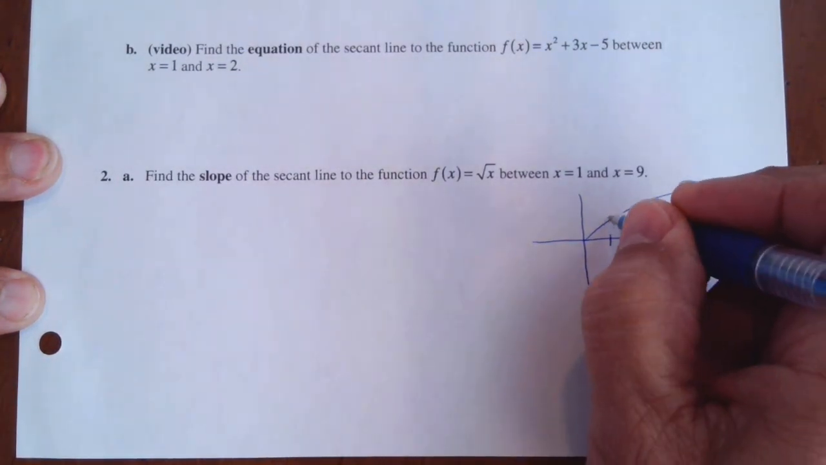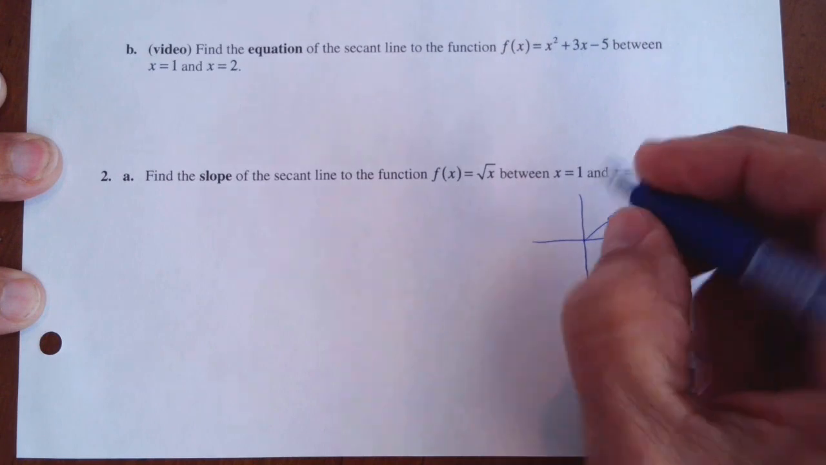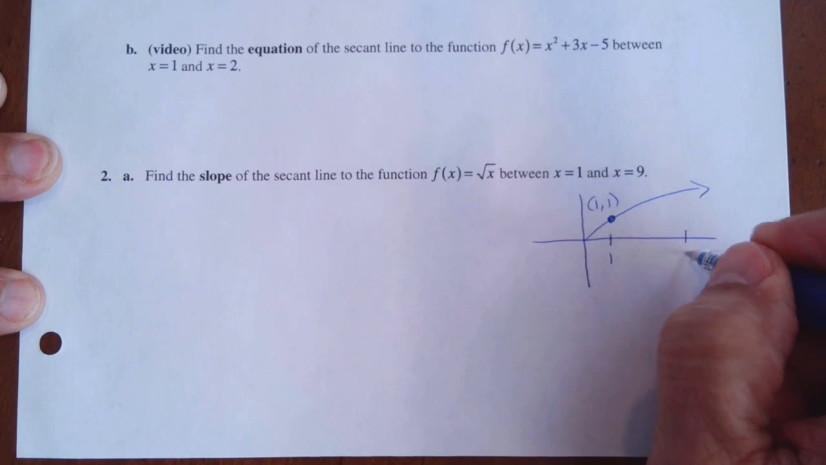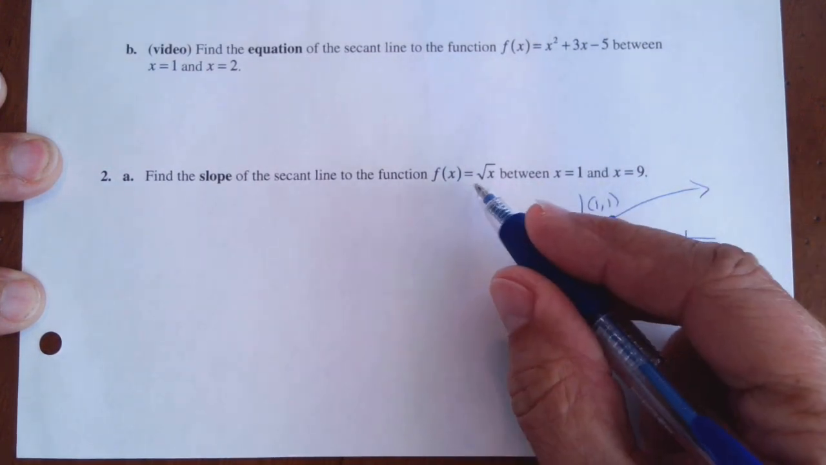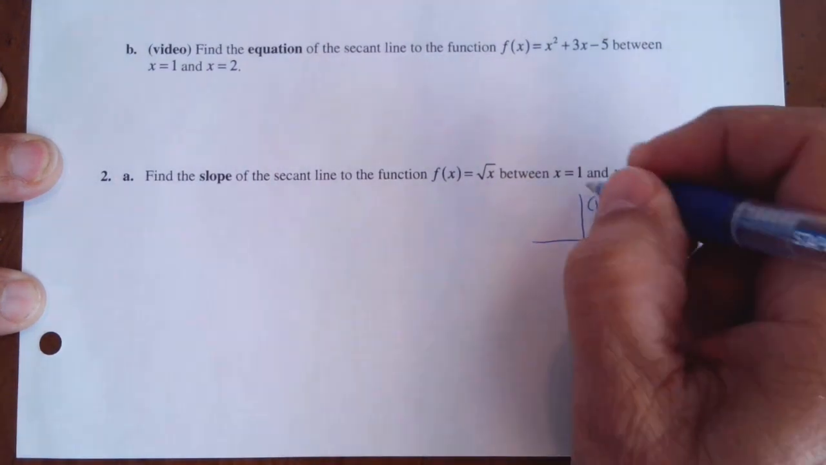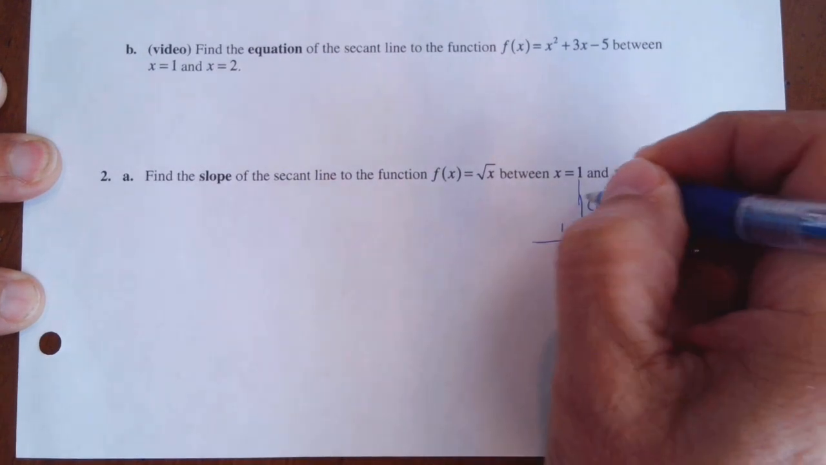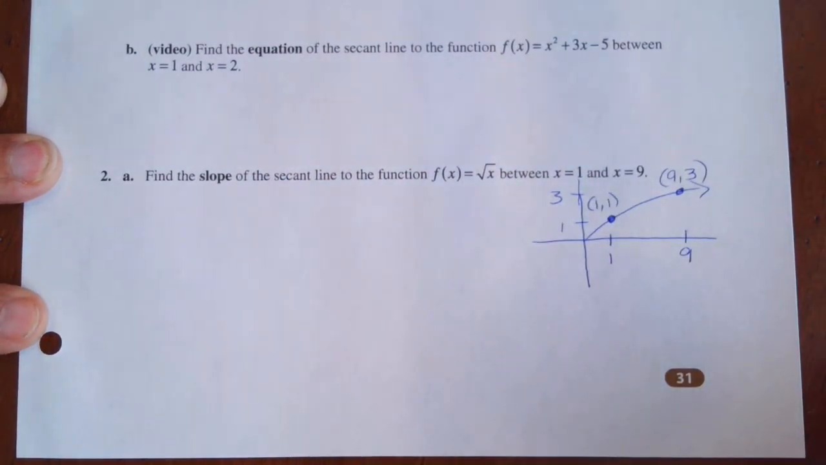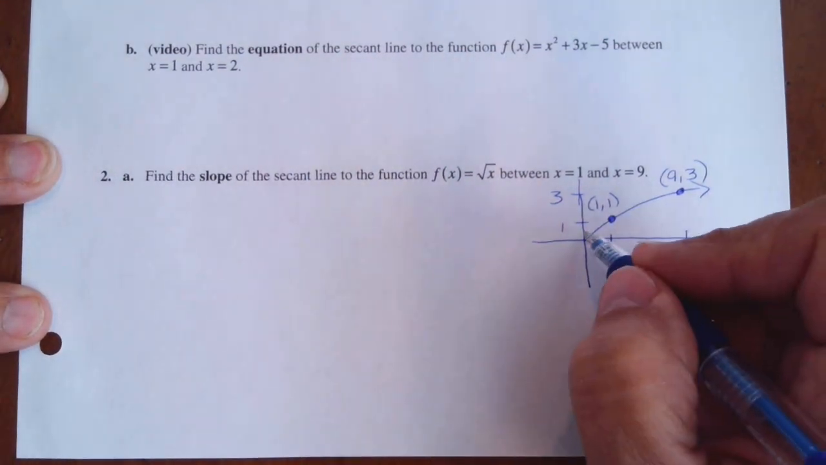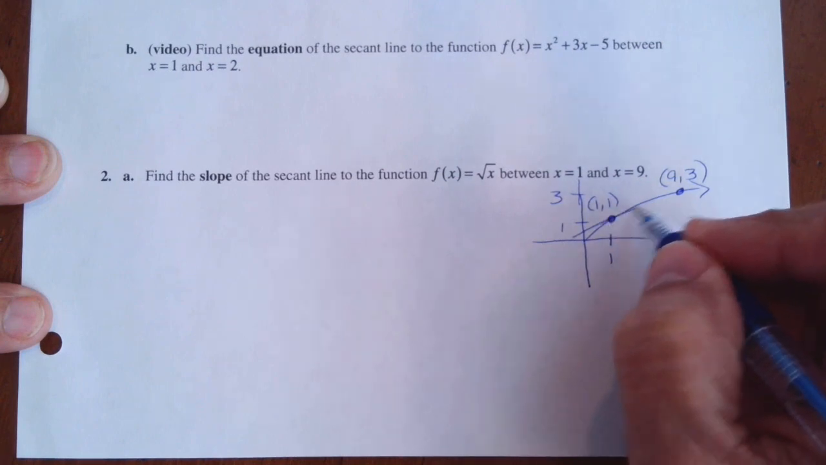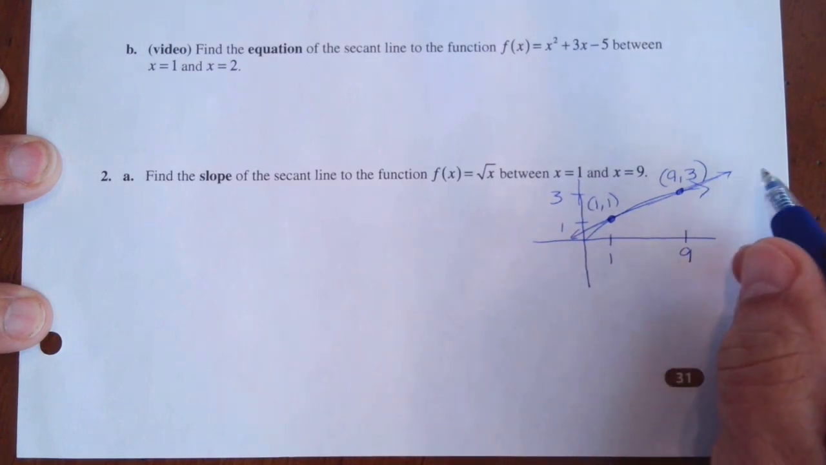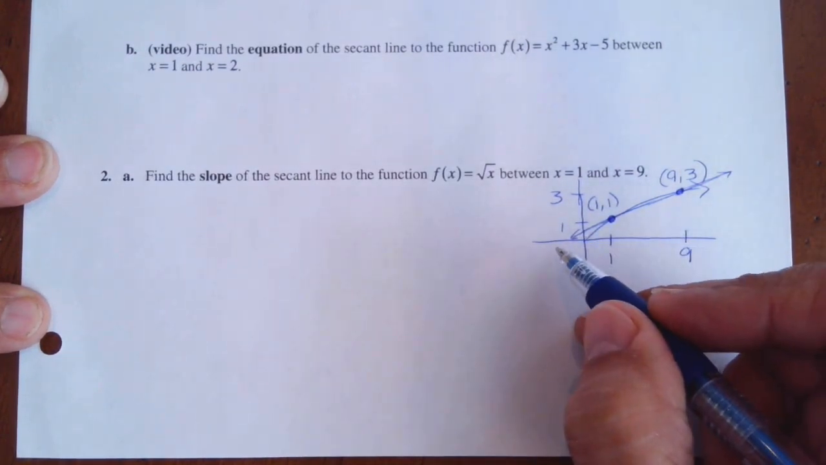And so here's the point 1. So if I put 1 in here, square root of 1 is 1. So there's an ordered pair. And over here at 9, our other x value, if I take the square root of 9, I get 3. So 9, 3 is my other point on the graph. So here's 1, and there's 3, okay? All right, so I have my ordered pairs, so I can find the slope of this secant line, which again would be the straight line that goes through both of those points. That's what the secant line is.